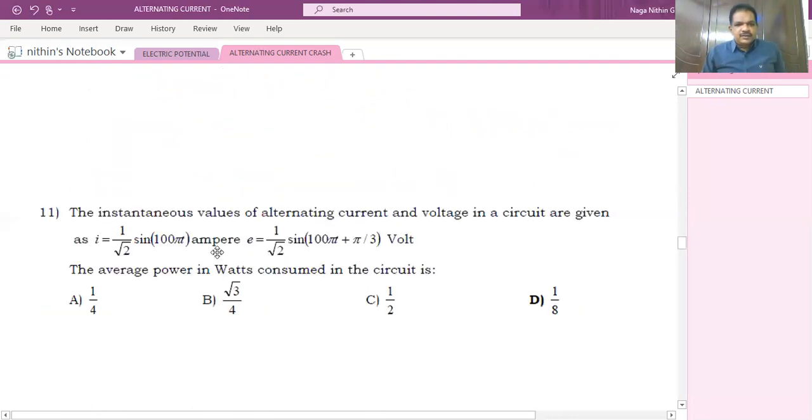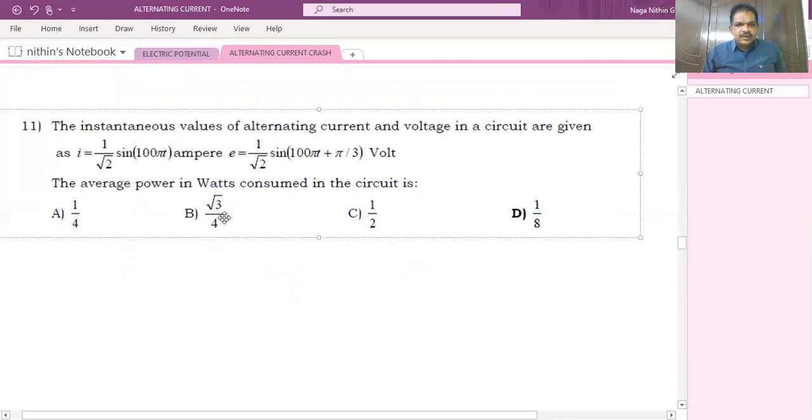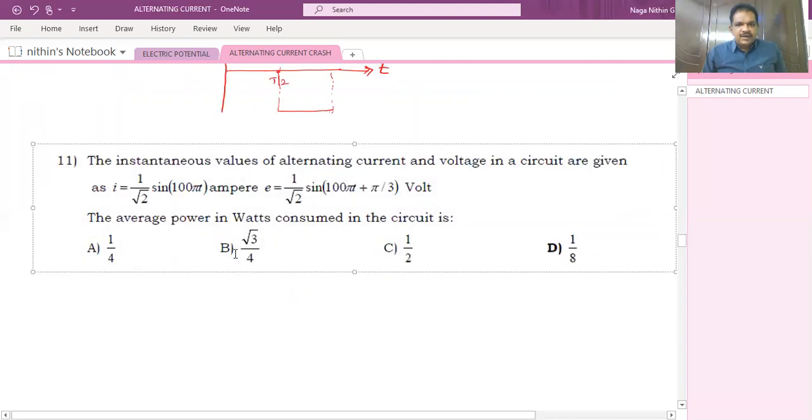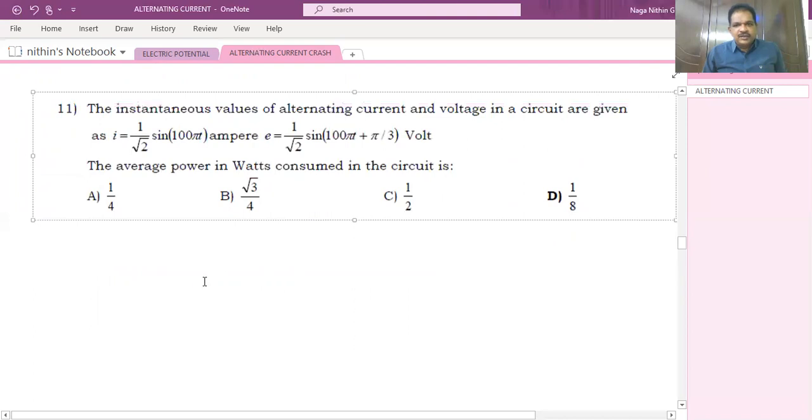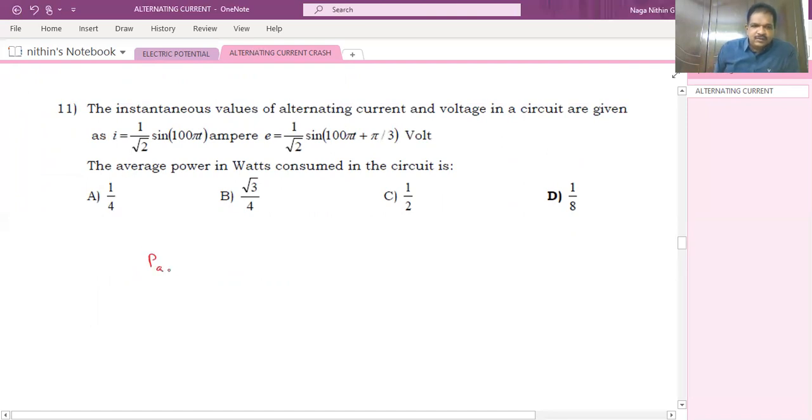Next, see the next question. Instantaneous values of alternating current and voltage in a circuit are given by I is equal to 1 by root 2 sine 100 pi t, E is equal to 1 by root 2 sine (100 pi t plus pi by 3). Average power, P average, is equal to what? What is the formula? E RMS, I RMS, cos phi.